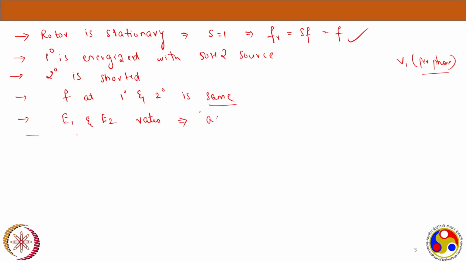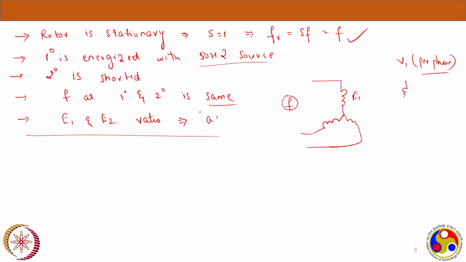So now, what does the circuit look like? This is the primary. I have applied a 50 Hz source here, and in this per phase E1 is being induced, and this is the rotor circuit. Now I'm short circuiting it, and here E2 will be induced, and the frequency will be F because S equals to 1. Now if you see, the circuit is just like a transformer.